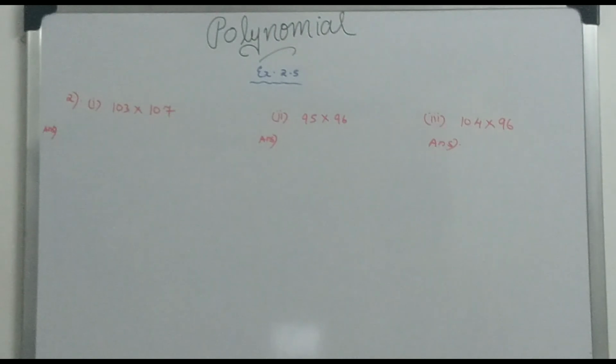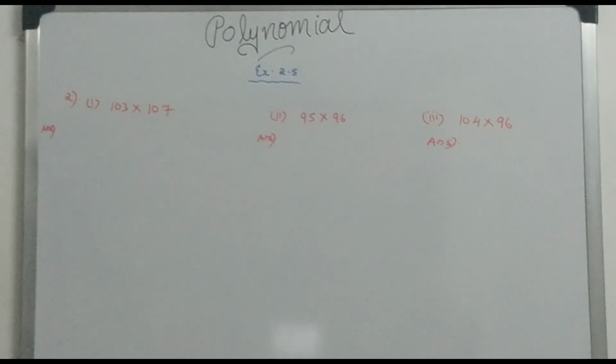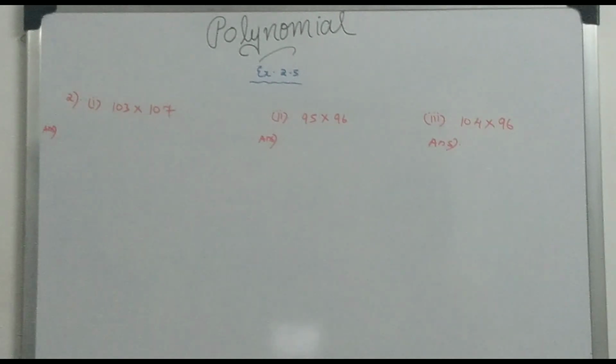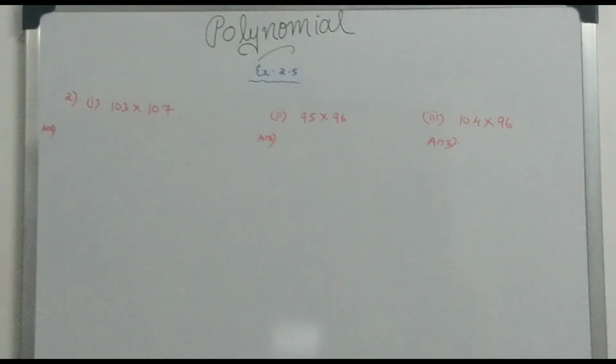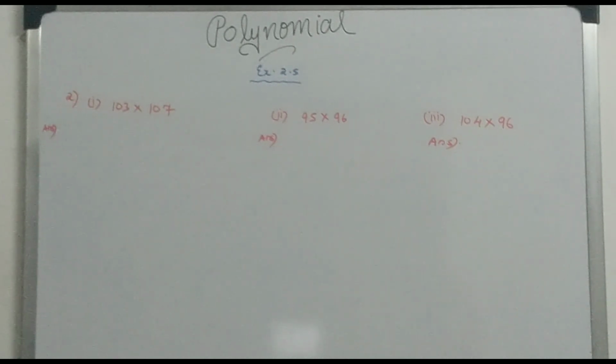Now let's move on to our second question. The question is, evaluate the following products without multiplying directly. Three questions are given. Here they are asking you to find the answer without doing the multiplication. So without multiplying, how will you do it? Yes, we have to use our identities. Let me tell you how to do such type of questions.